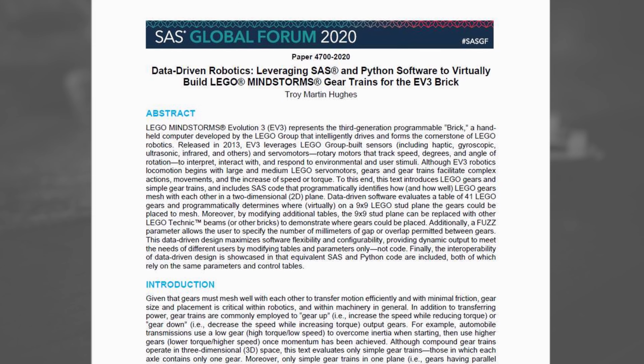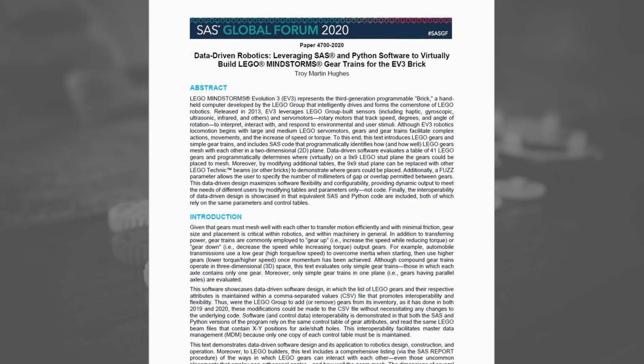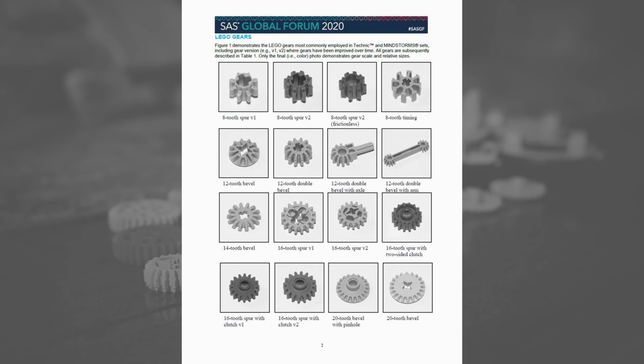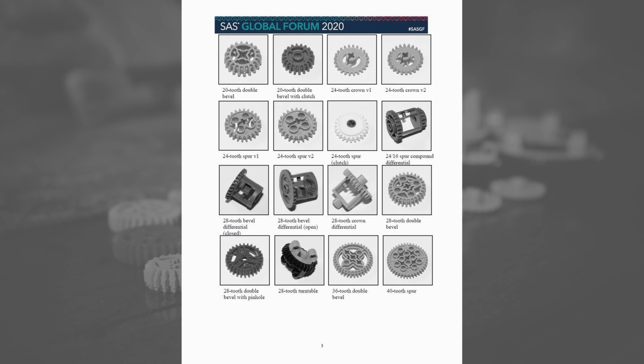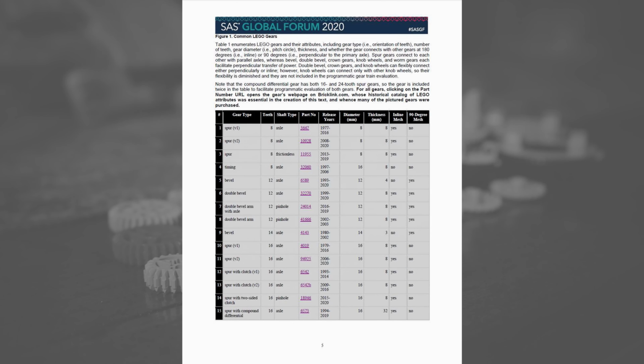However, a comprehensive list of all LEGO gears, past and present, is provided in the referenced white paper, Data-Driven Robotics. It includes photographs and metadata for 41 LEGO gears, including gear versions where LEGO gear design has evolved over the years to strengthen components. It also includes links to each gear on the bricklink.com website, without whose exhaustive LEGO database these gear metadata could not have been compiled.